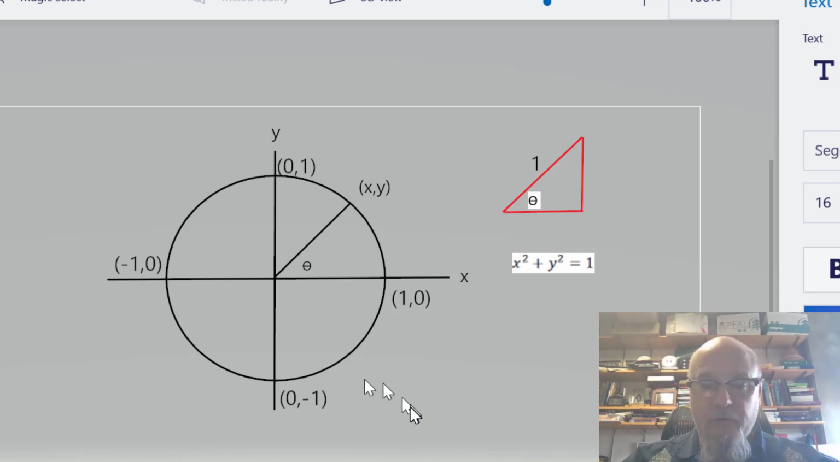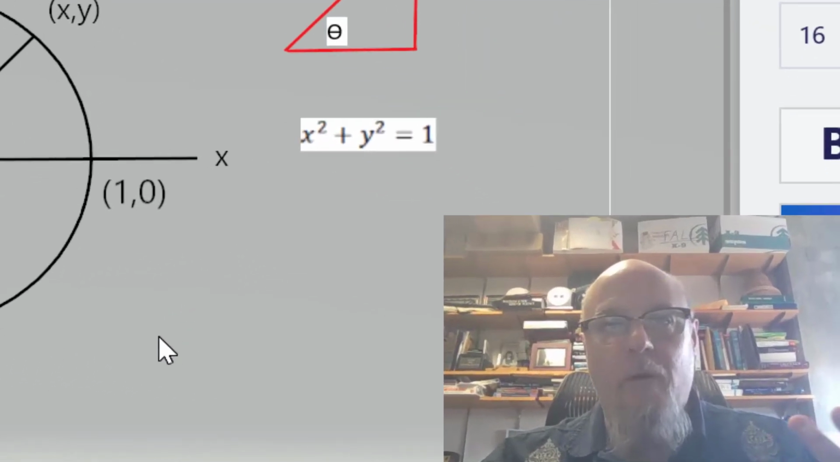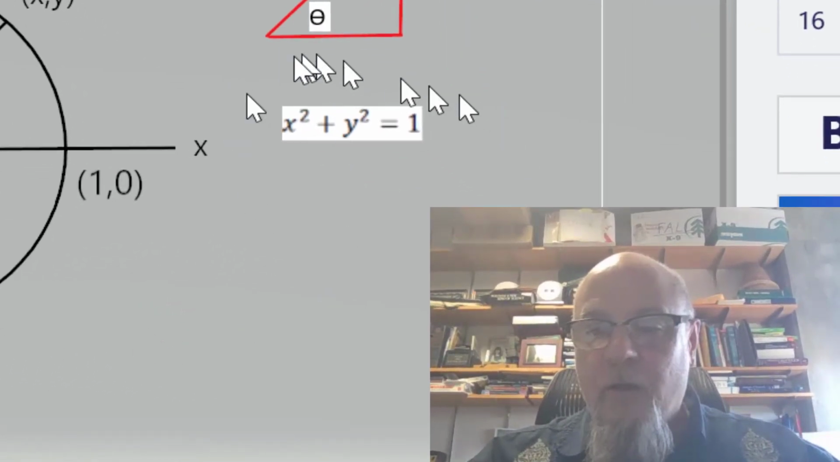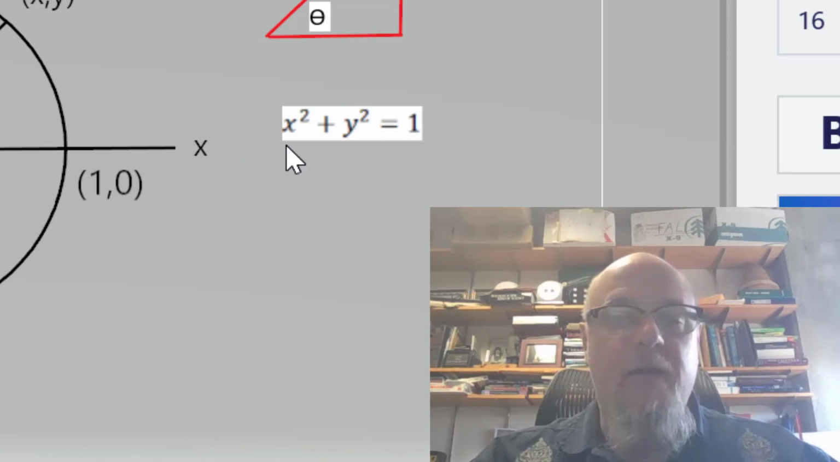Now the equation of a circle centered at the origin with radius r is x squared plus y squared equals r squared. Our radius is 1, so r squared, 1 squared, is 1. So this would be our equation of the unit circle, x squared plus y squared equals 1.